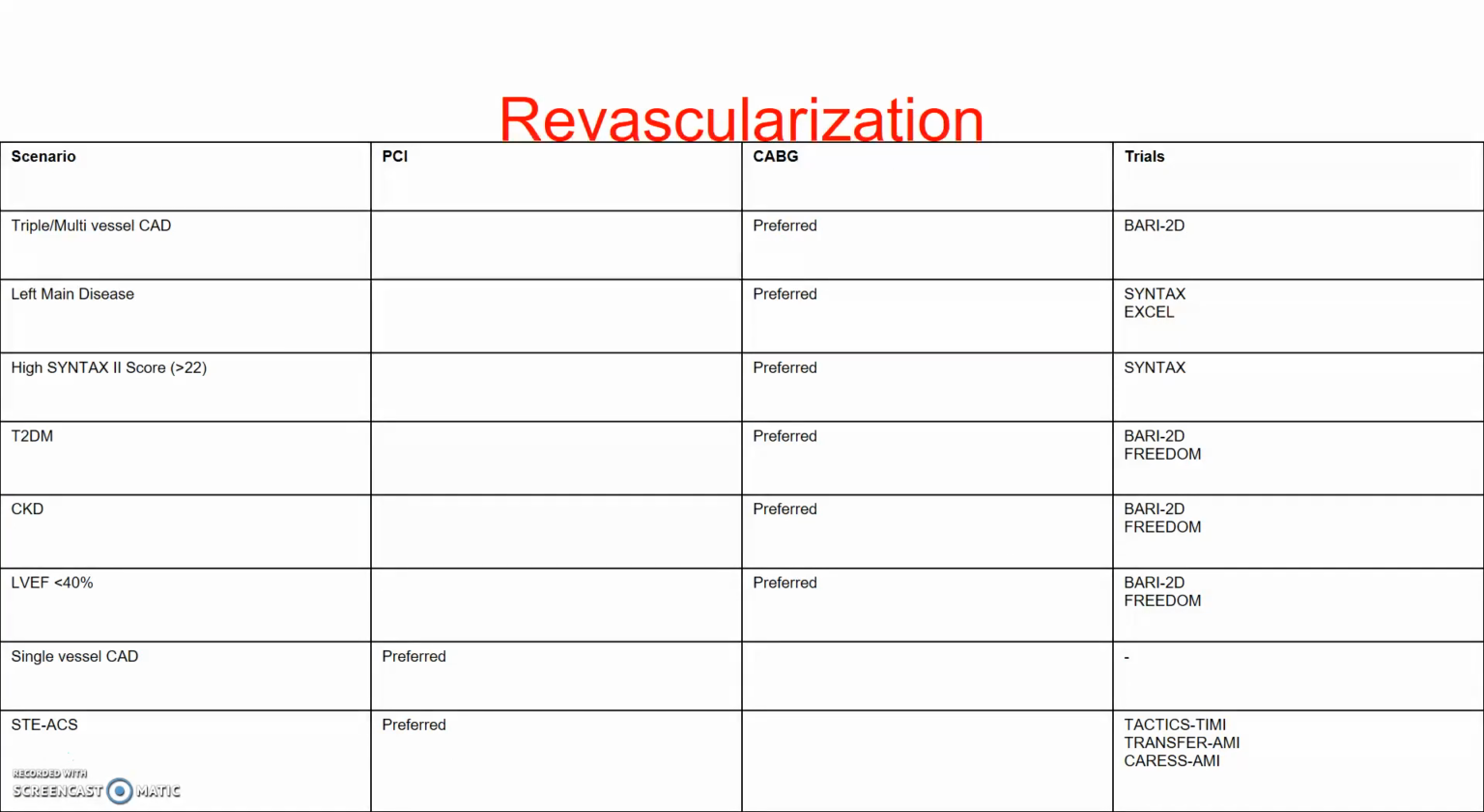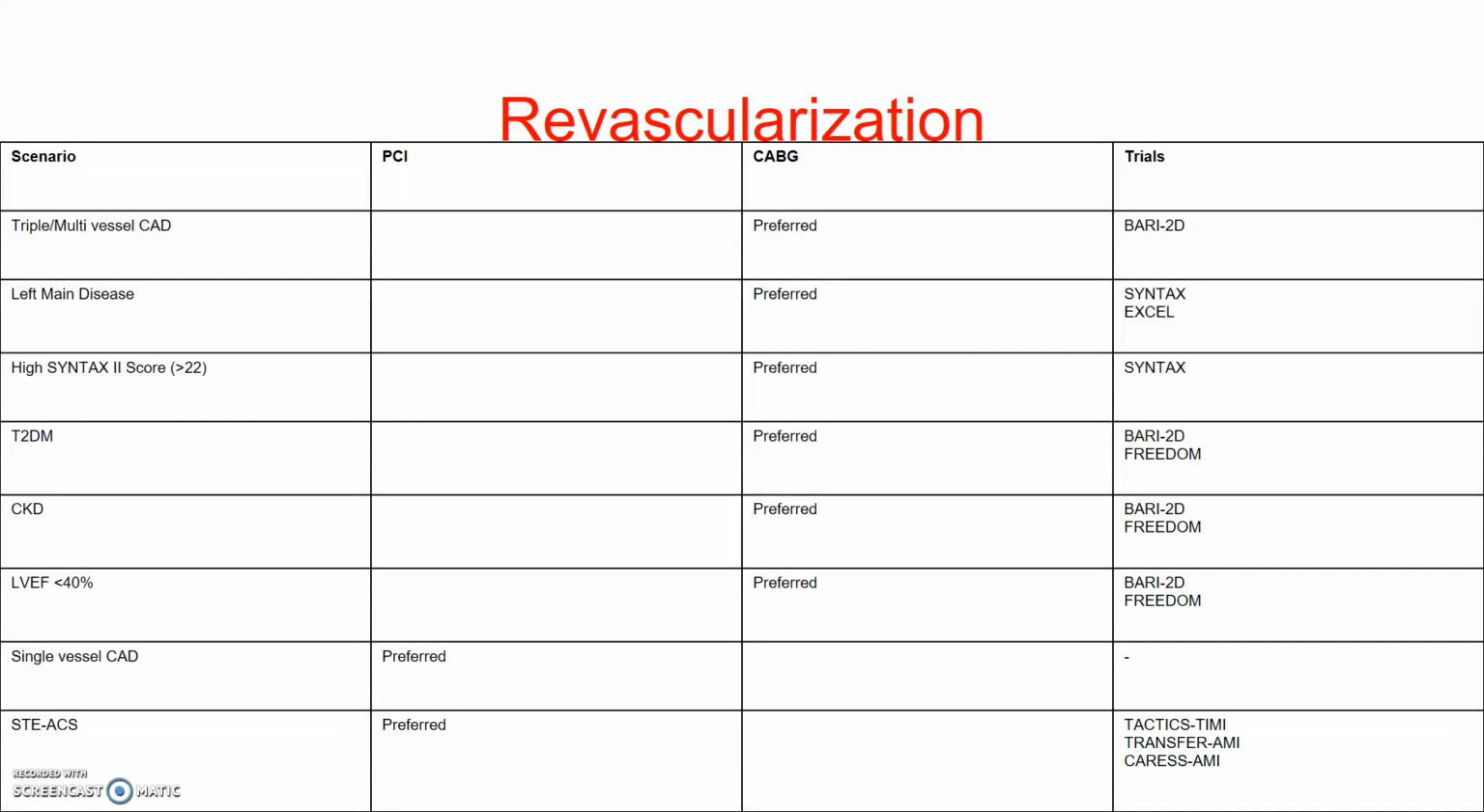Revascularization strategies primarily include percutaneous coronary intervention, previously known as angioplasty, and coronary artery bypass grafting. There are different clinical scenarios in which each strategy is more useful. As you can see, the key trials are also listed on the right column to guide what strategy should be selected in the different clinical scenarios.